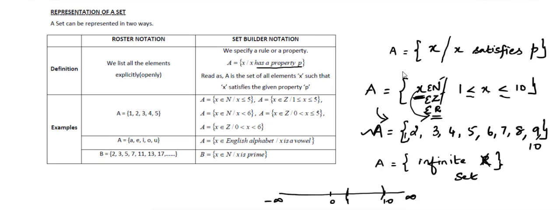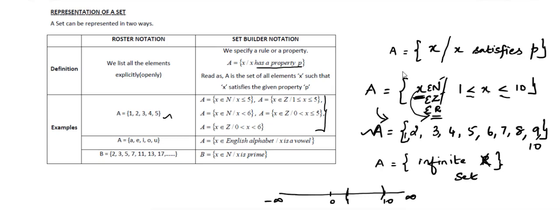Very simple, right? Likewise, I am just giving 3 examples. One in roster notation, and for the same thing, I am giving out the set builder notations. See, for example, if the roster notation is A equals 1, 2, 3, 4, 5, for this I can represent a set builder notation like this. I am representing in 5 ways. There are other ways also.